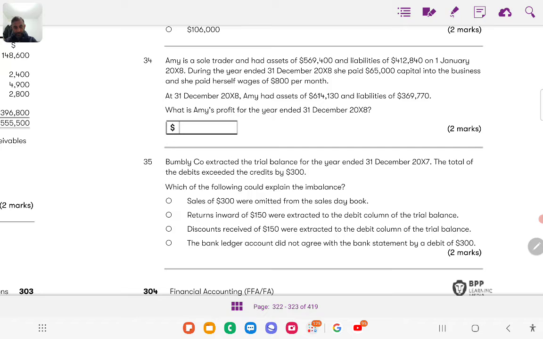Fourth answer, the bank ledger account did not agree with the bank statement by a debit of 300. This has got nothing to do with the trial balance. This is information that we need to prepare a bank reconciliation statement. This is the answer for question number 35, and that concludes all the questions of mock paper 1.